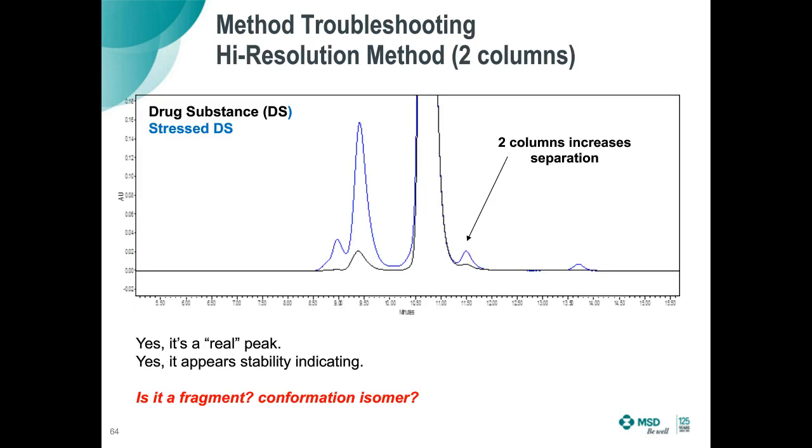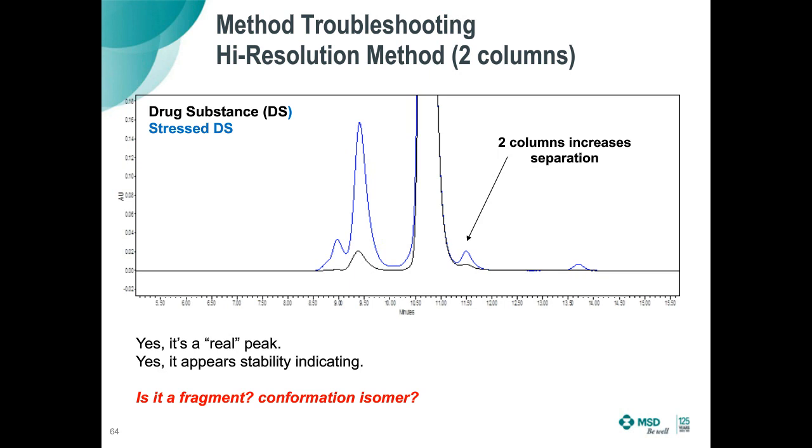I think, as mentioned earlier, you can use 2 columns to increase your separation capabilities. So we hooked up 2 columns in series with a very small tubing to decrease band broadening, and you can really improve the separation between the monomer and those low molecular weight fragments. We also tested a stress drug substance to see if this peak grew on stability, and you could see an increase in the aggregates as well as fragmentation.